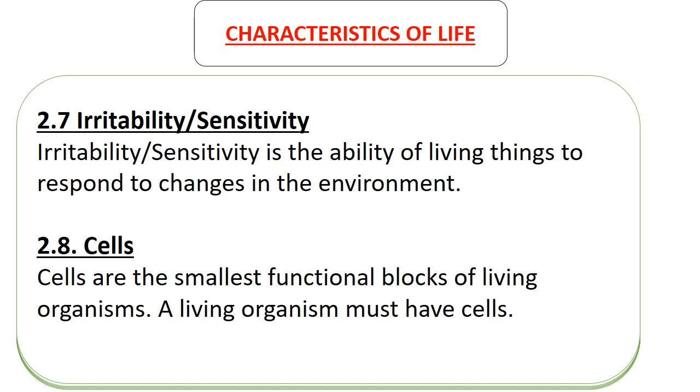Finally, on Mr. Graphic, the last letter is C, which is for cells. So a living thing must have cells. What are cells? Cells are the smallest functional blocks of living organisms. Just like a house is made of blocks which are repeating, even a living thing has got smaller blocks that make it, which are called cells. So a living thing must have cells. These are the characteristics of life. A living thing must have all these characteristics. If you find an object and it lacks one or two of these characteristics, then it's not a living thing.